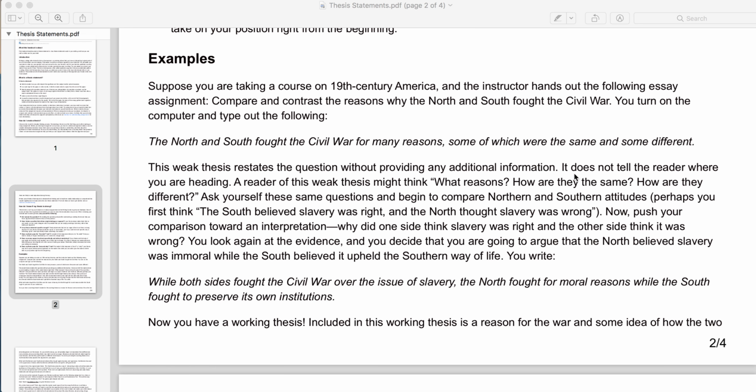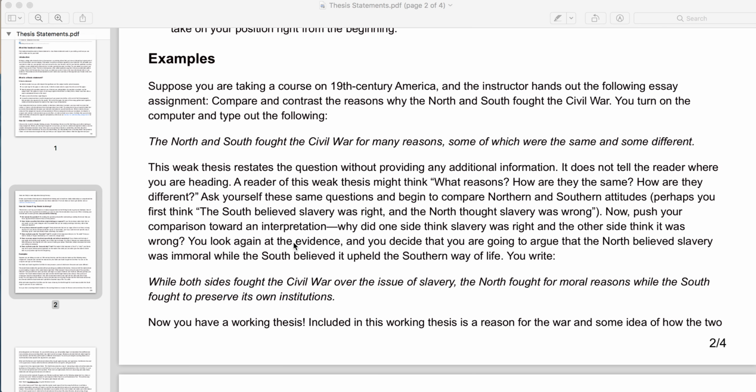It does not tell the reader where you're heading. A reader of this weak thesis might think, what reasons? How are they the same? How are they different? Ask yourself these same questions and begin to compare northern and southern attitudes. Perhaps you first think the South believed slavery was right and the North thought slavery was wrong. Now push your comparison towards an interpretation. Why did one side think slavery was right and the other side think it was wrong?